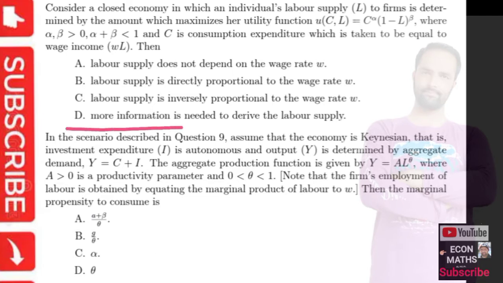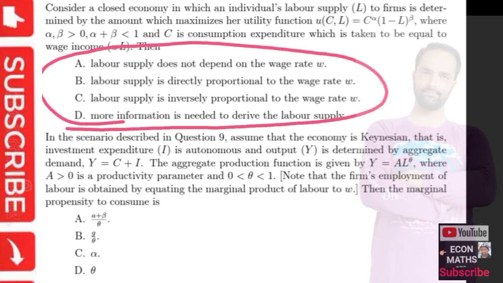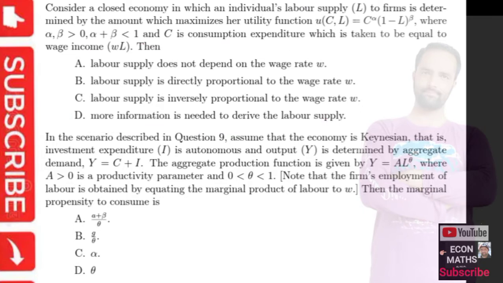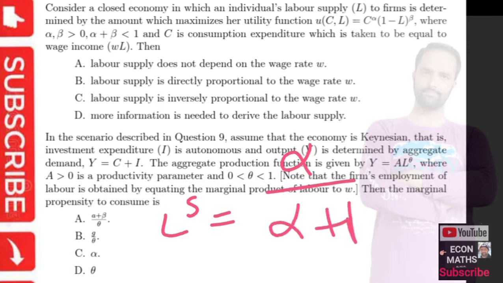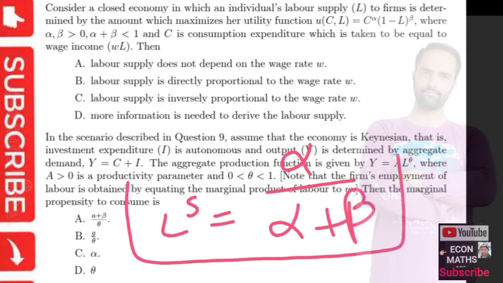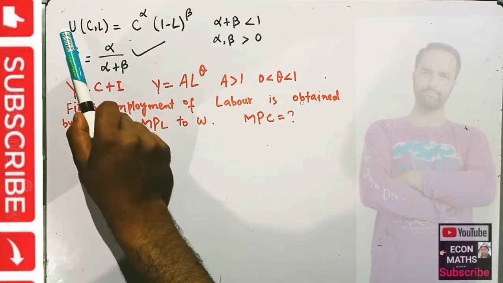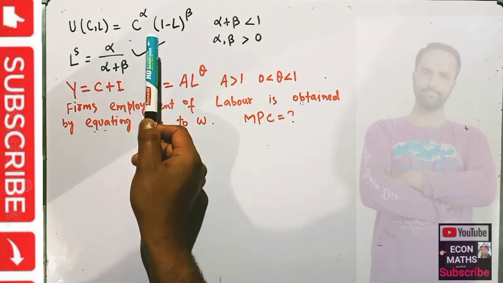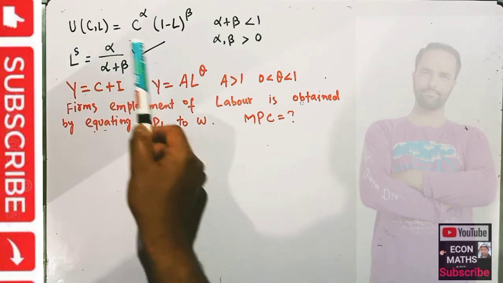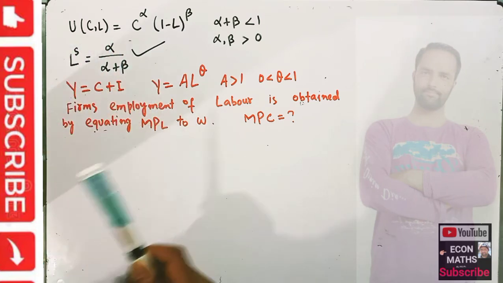In the earlier video we have derived the labor supply. So labor supply we got equal to alpha upon alpha plus beta. Okay, this we got in the earlier video. I will put the link of that very video also in the description box to get a better idea. So let's solve this question. So in the earlier part we have derived this labor supply function.